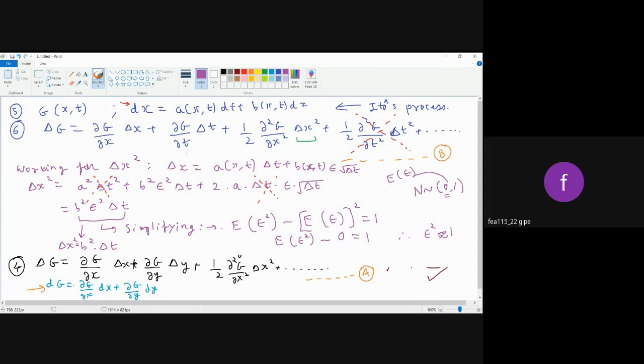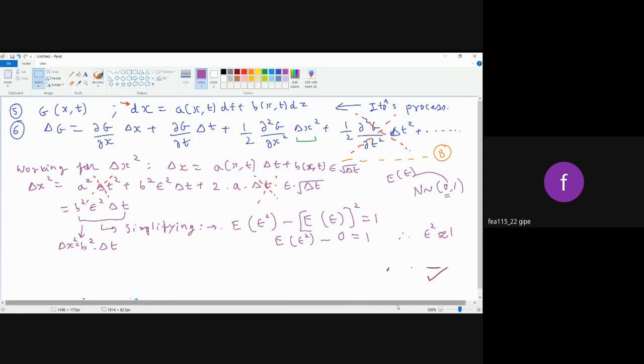So I'll just erase the last step. That last step is not really required anymore. That was just a build up to the Ito's result, which we discuss now. So I'll just erase this part A. Now, this gives us one result which we call the Ito's lemma process.